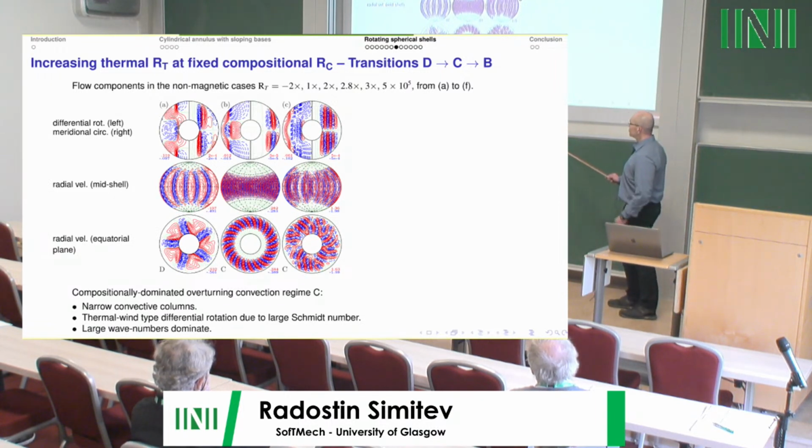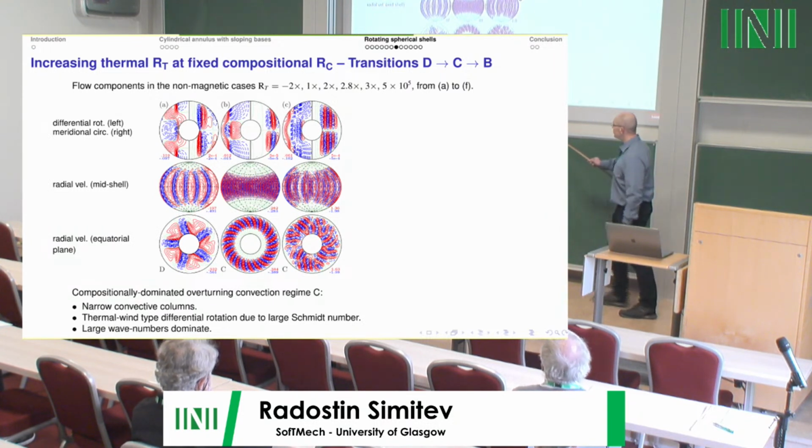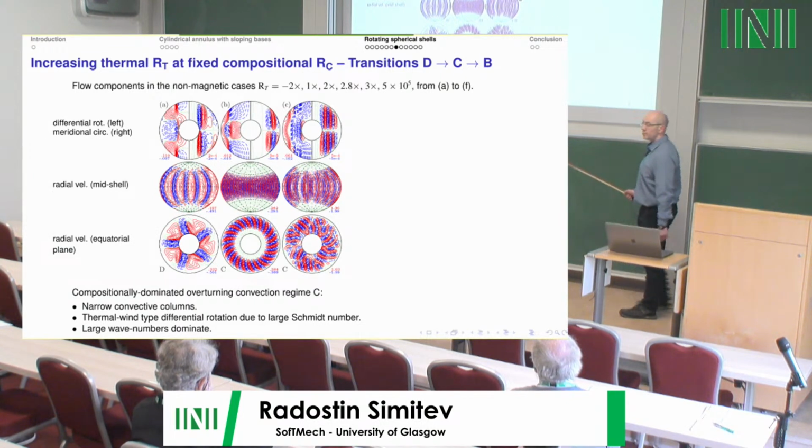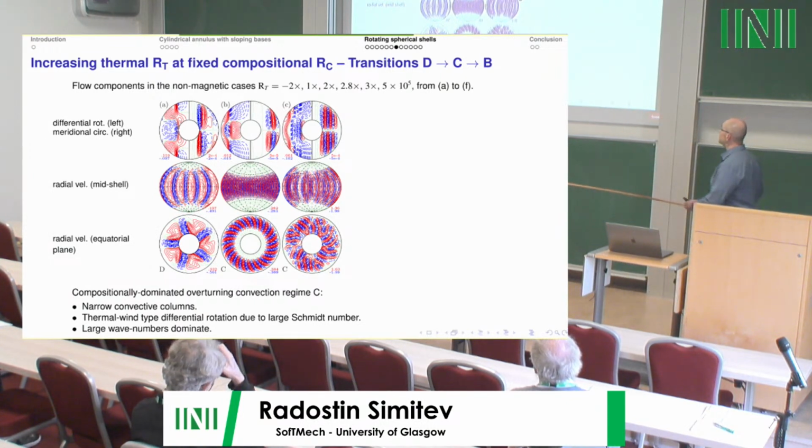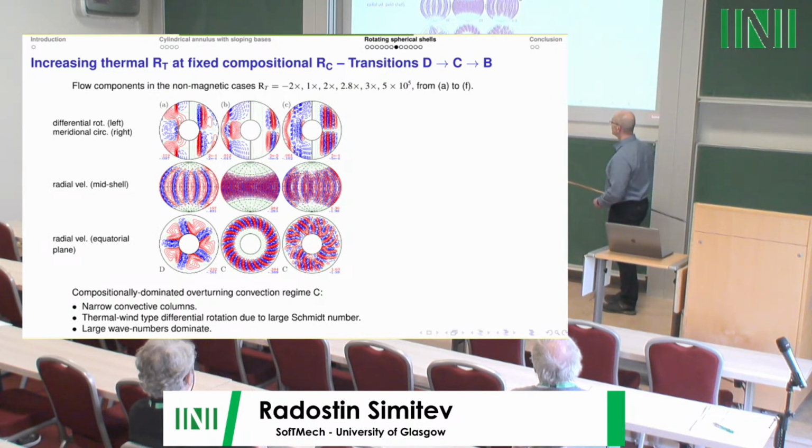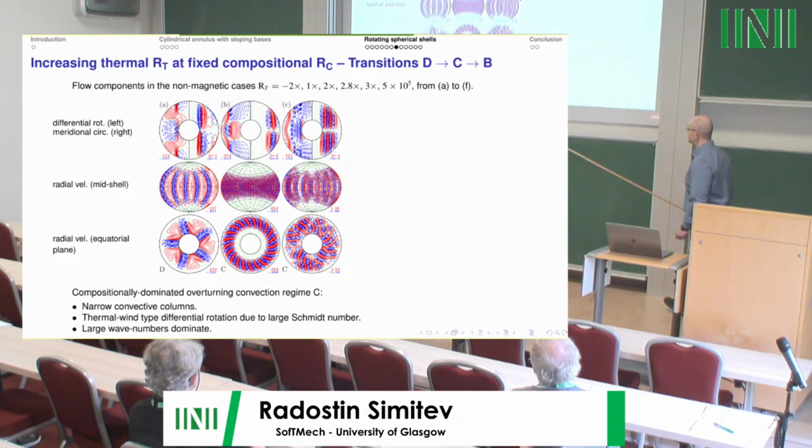The compositional equation works more or less like the temperature equation with a large Prandtl number. So the Schmidt number is 25 in here. That is why we characterize this as a thermo-wind regime. And here we have large wave numbers, so there are many cells around.